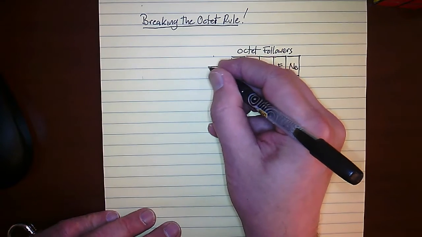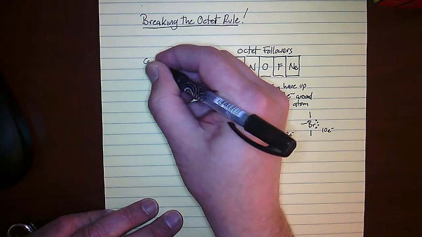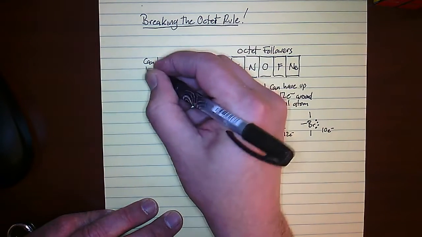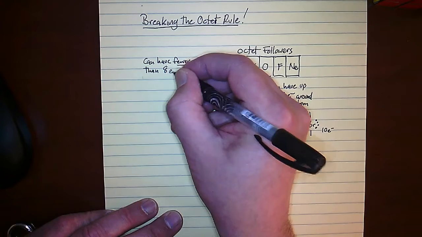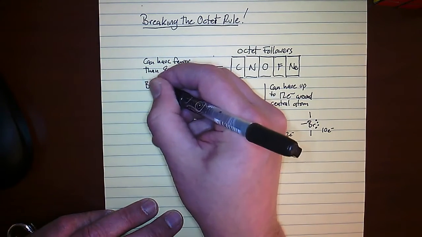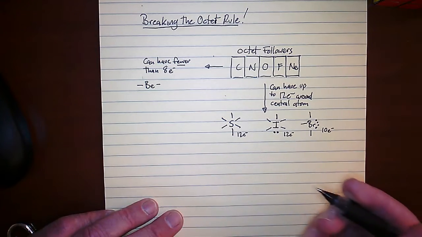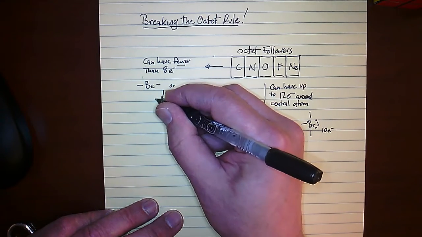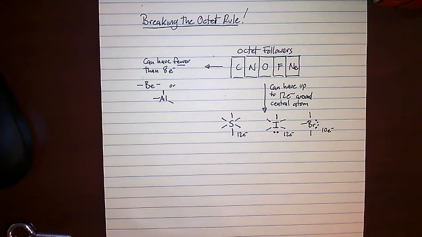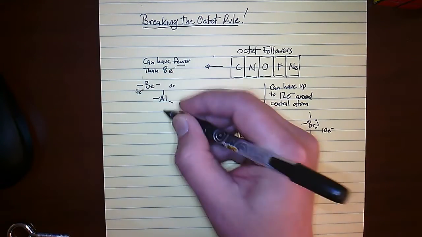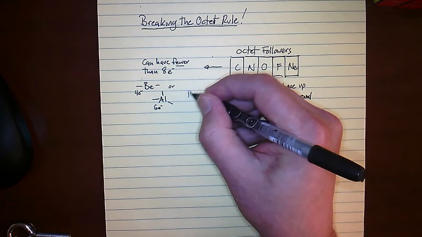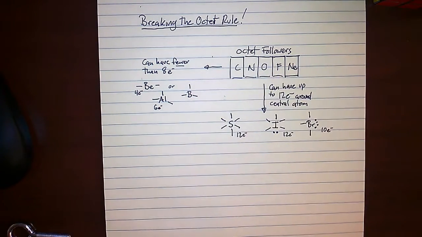But here's the other kicker. It turns out that elements to the left can have fewer than 8 electrons. And so you'll see things like beryllium with just 2 bonds and no unshared pairs, or aluminum with 3 bonds and no unshared pairs. And so we'll have things like this where you have only 4 electrons around it or 6, and that's a possibility. Boron, like aluminum, would be electron deficient with just 6 electrons around it, okay?